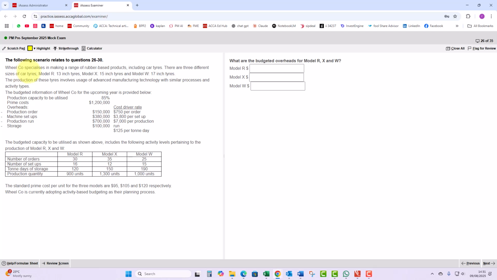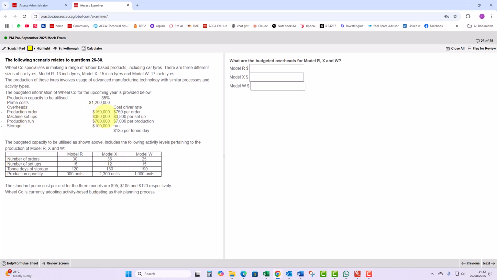We're told Wilco specialises in making a range of rubber-based products, including car tyres. The 3 different sizes, Model R, X and W. The production of these tyres involves usage of advanced manufacturing technology with similar processes and activity types. The budget information for the upcoming year, production capacity to be used is 85%, prime costs are 1.2 million, and then the overheads are broken down. Production order is 150,000 or 750 per order.